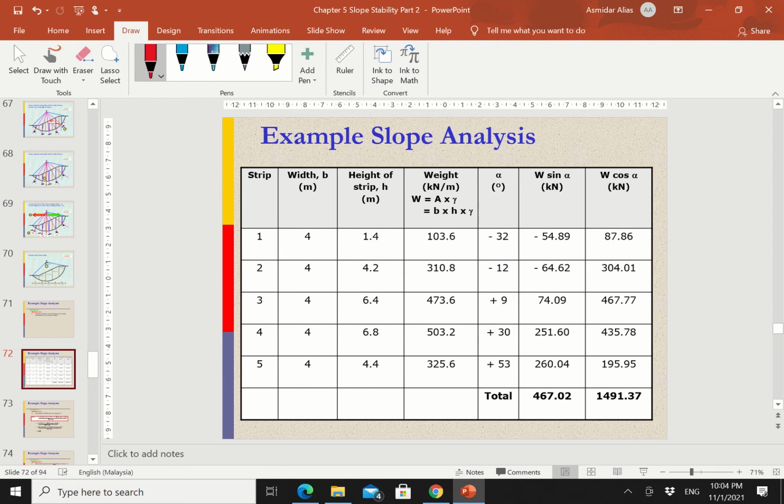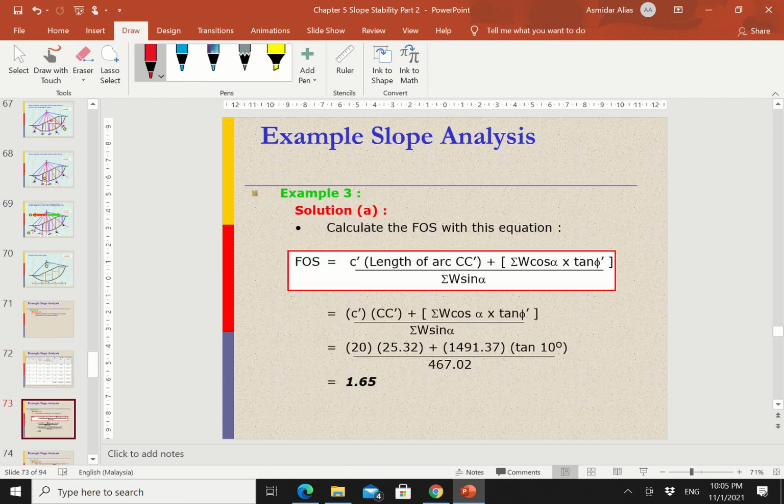You are referring to strip number 1. Okay, you need the width for the strip. You have the height of the strip. Calculate the area, depending on the shape of the strip or slice, and then you get the value of the area, and then transfer the value of alpha. Next is to calculate W sin alpha and also W cos alpha. So at the end of the process, up to slice number 5, you must total up the value of W sin alpha and then total the value of W cos alpha.